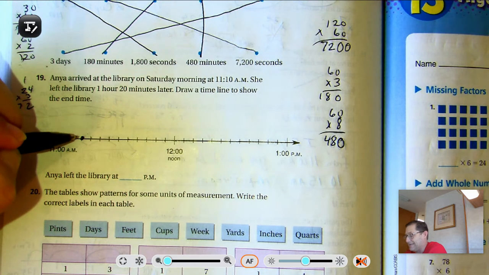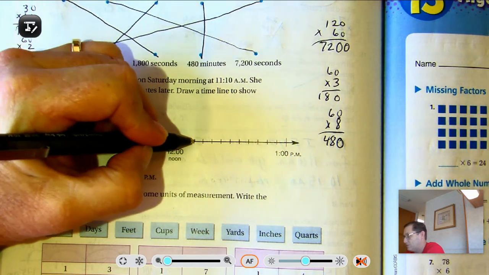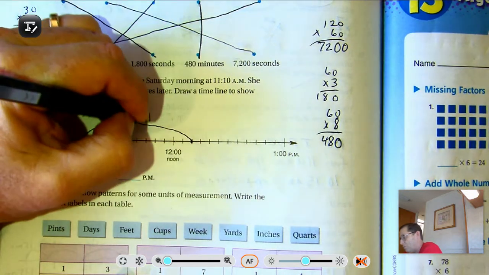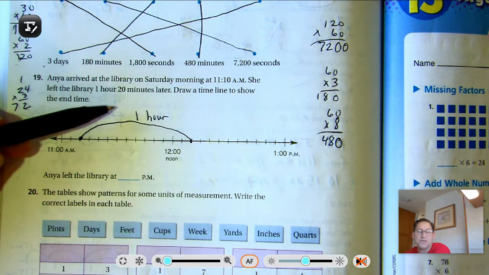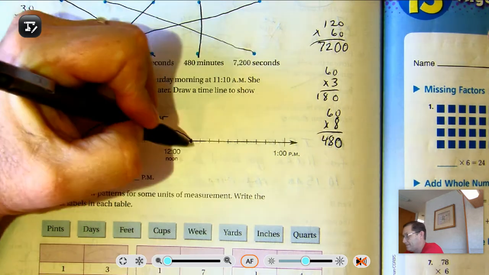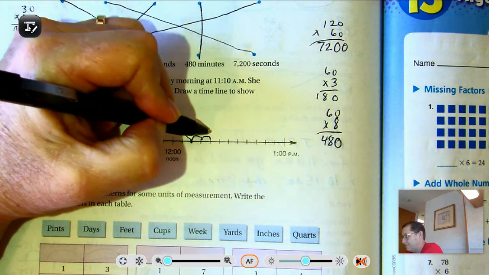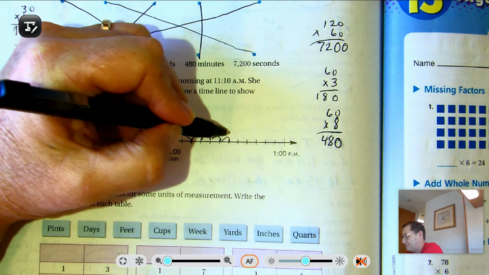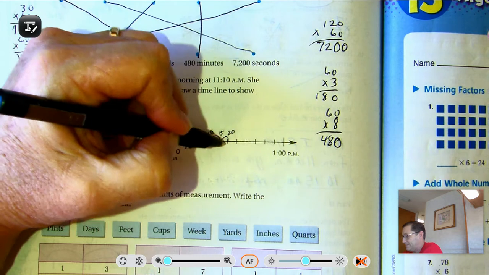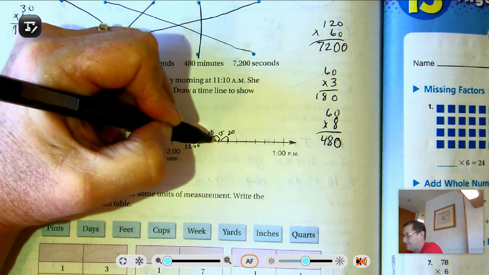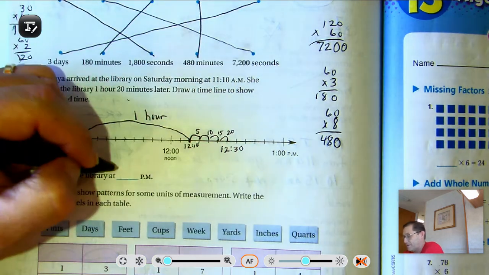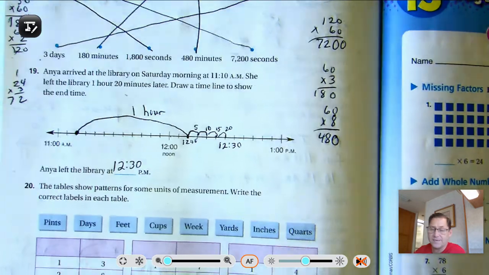So let's go from 11:10 to 12:10. That's 1 hour. Now let's jump in groups of 5 minutes to get to 20 more minutes. 5, 10, 15, 20. So 12:10, 12:15, 12:20, 12:25, 12:30. She left the library at 12:30 p.m.